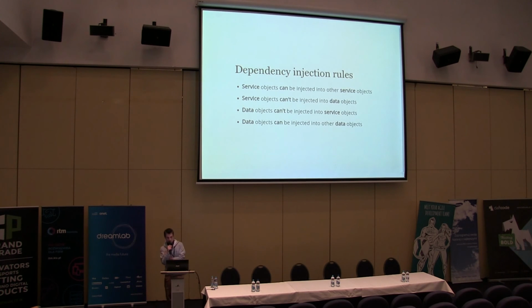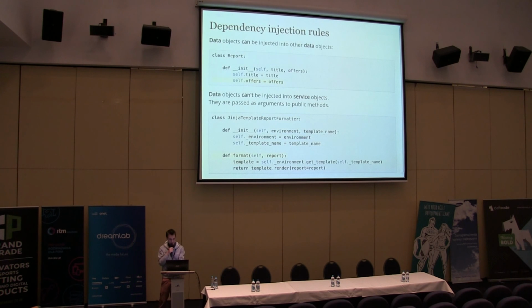Data objects, however, can be injected into other data objects. So we could have, for example, a house with a kitchen, which has a sink and chairs, a table. So in our example, we pass the offers to report. Both of them are data structures. And we pass report instance into the formatter, but we don't inject it into the initializer.